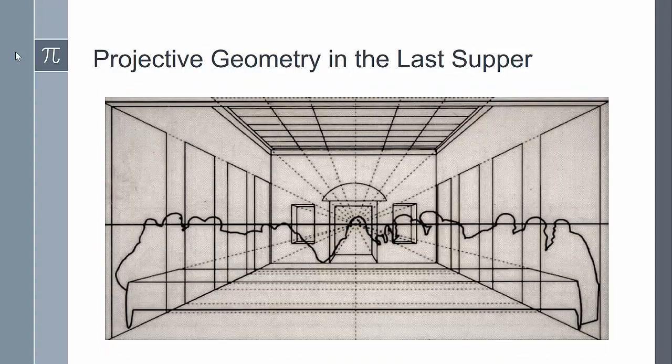If we look at this sketch, we can project all the parallel lines that are in the painting, and we see that they all converge on the horizon at the line of infinity at a single point, which is actually directly behind Jesus. So it makes him the focal point of this painting. So in this model, you see that parallel lines actually meet at a point at infinity.